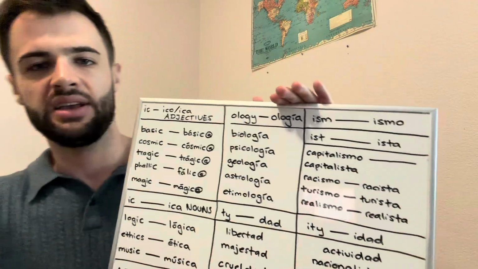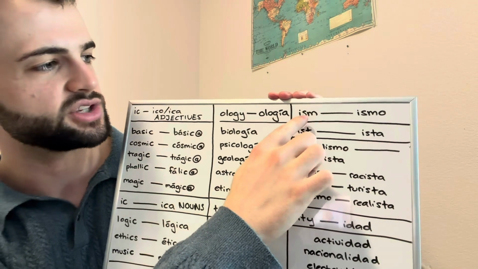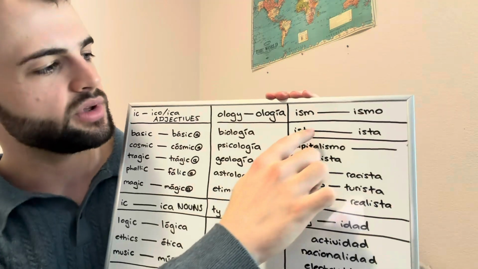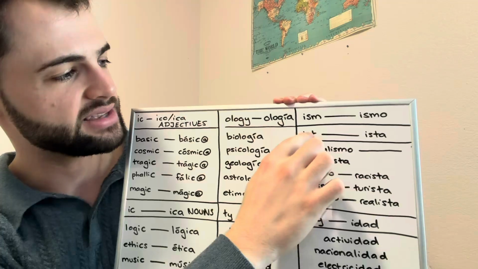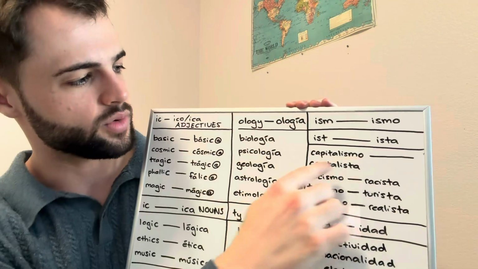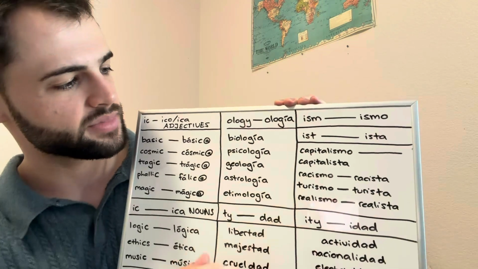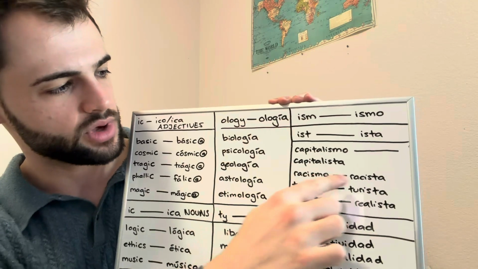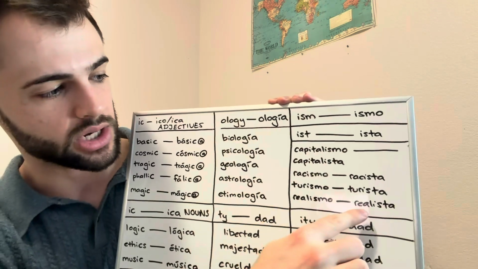Next one up here is going to be the suffix in English ism, changing to ismo, and then in the same vein, ist to ista. So capitalism or capitalist becomes capitalismo and capitalista. Racismo, racista. Turismo, turista. Realismo, realista.